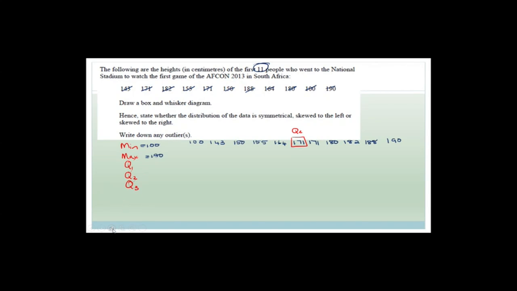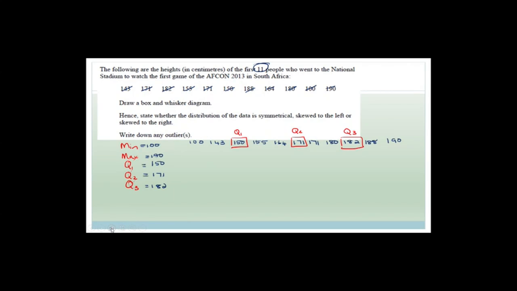Now to get Q1, we need halfway through the lower half. So that's going to be 150. So that's Q1. And then we need halfway through the upper half. So that's 182. So that's Q3. So now what we need to do is first write these numbers down so we know what we're doing. This is 150, this is 171, and this is 182.